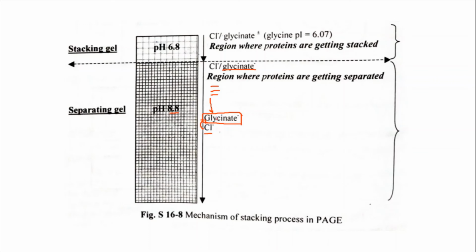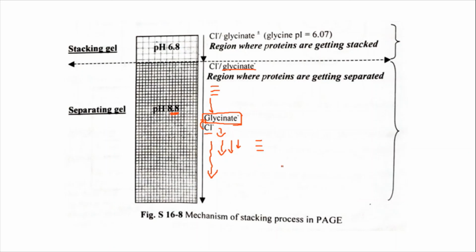Comparing with the separating gel, the setup is chloride, glycinate ions, then the fast, medium and slow migrating proteins arranged like this, because glycine is highly ionized at pH 8.8 in the separating gel. These two ions, chloride and glycinate, start moving faster than the proteins and create a path for migration of the proteins from cathode to anode. At that time the proteins are separated according to their shape, size and molecular weight.